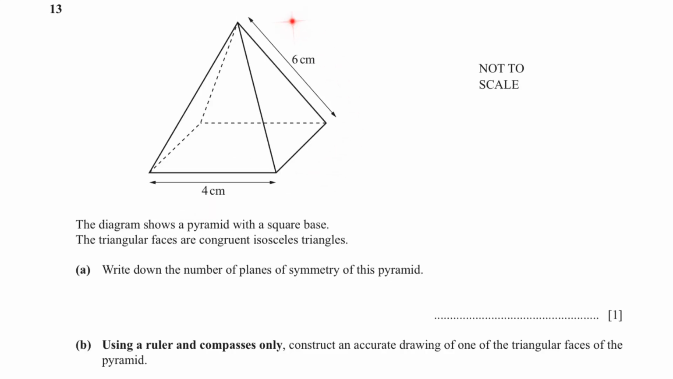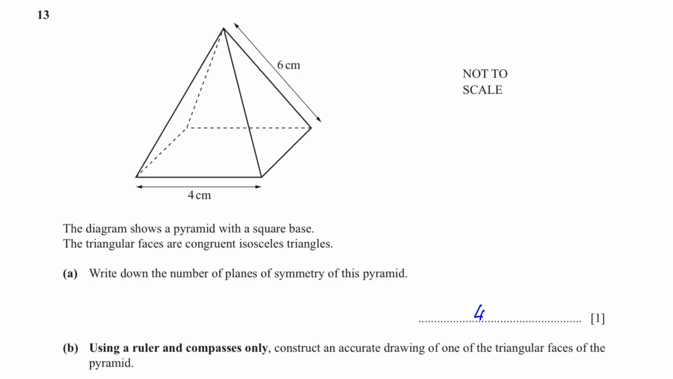We have been given a diagram of a pyramid with square base, and the triangular faces are isosceles triangles. Write down the number of planes of symmetry of this pyramid. You have 4 equal sides, so the plane of symmetry is going to be 4. Part B. Using a ruler and compass only, construct an accurate drawing of one of the triangular faces of the pyramid.